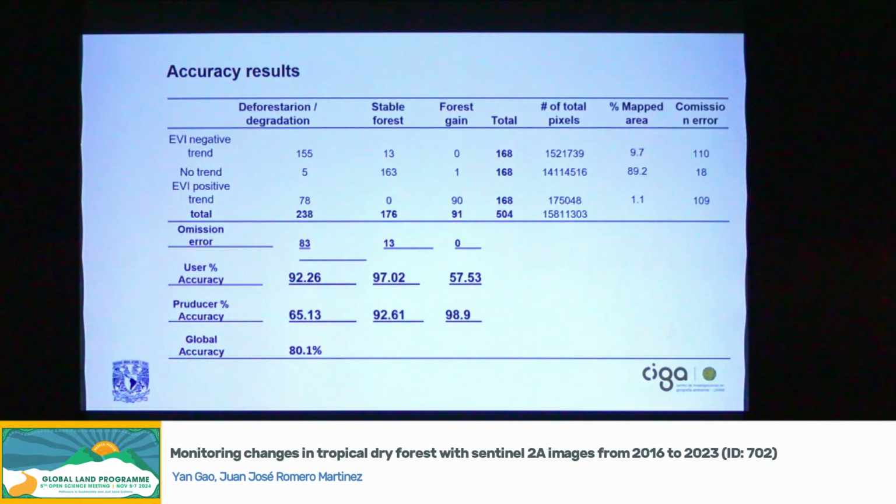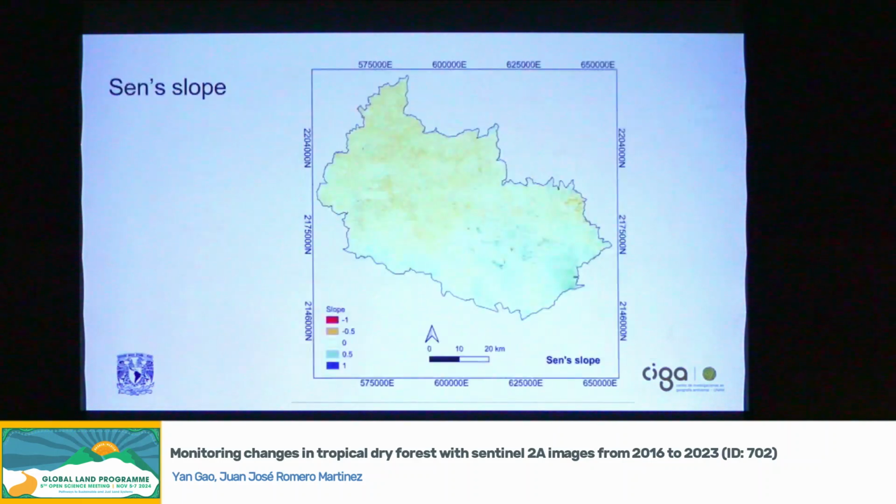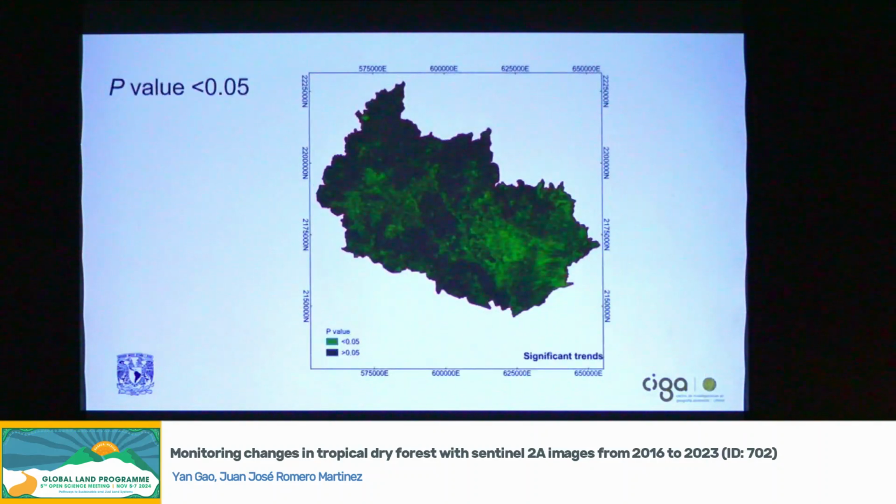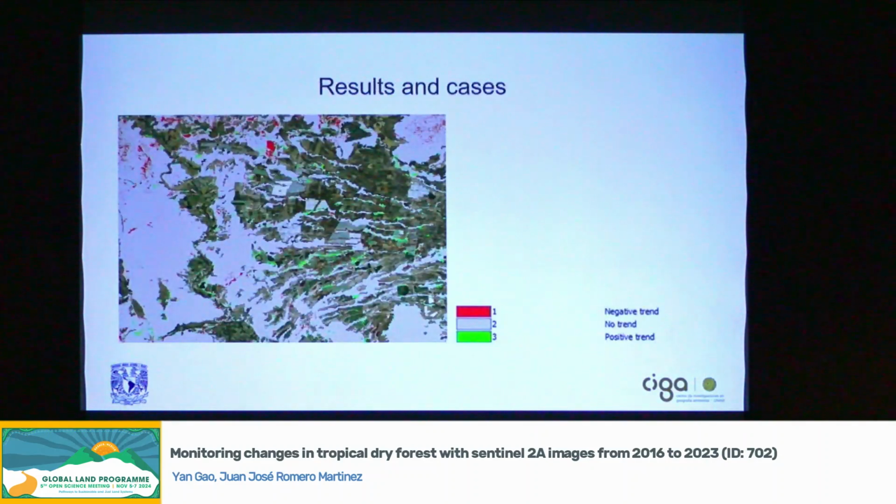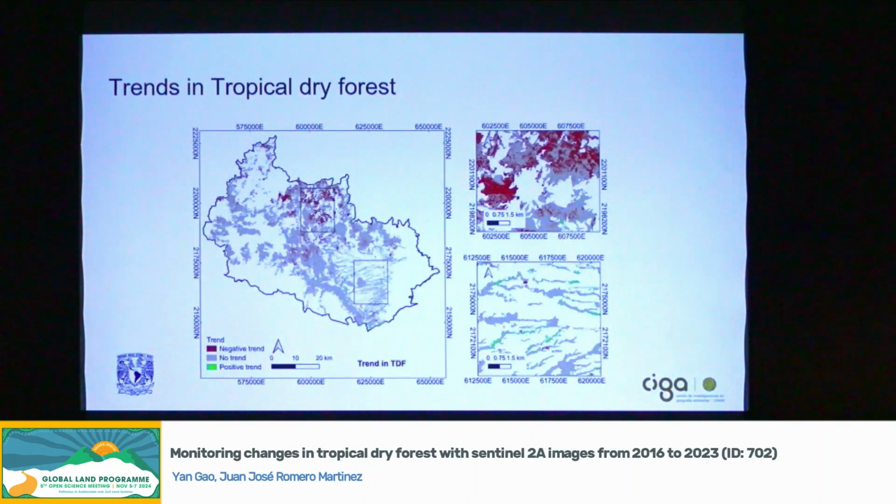And you can see generally the forest loss is easier to be detected by remote sensing data than forest gain. So here is the result of the trends detected. The red color depicts the area with negative trend, and the green color depicts the area with positive trend.